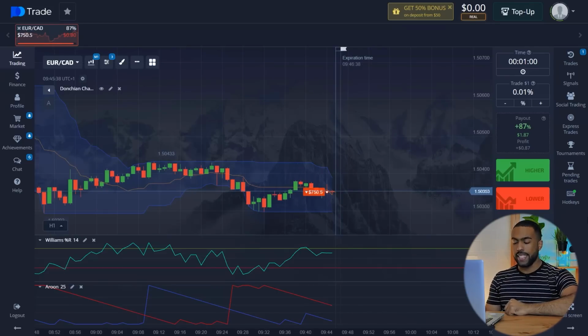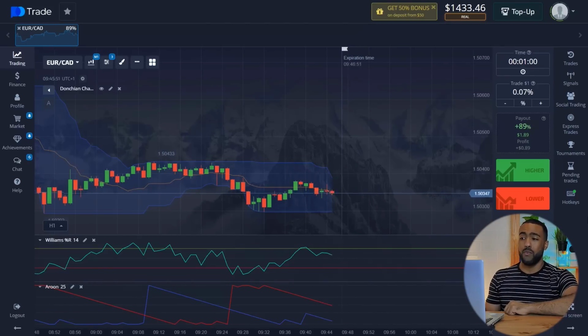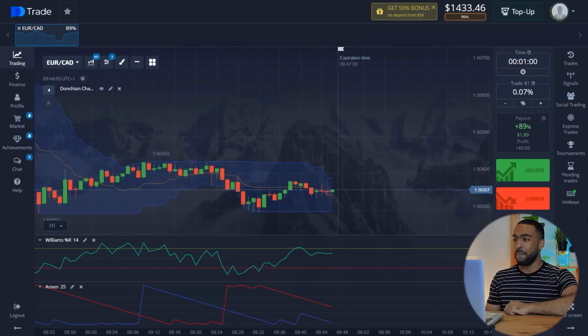And my trade is ending very soon with a profit $682, which is amazing. I increased my balance to $1,433. Amazing, guys. We keep going, we're not stopping yet.